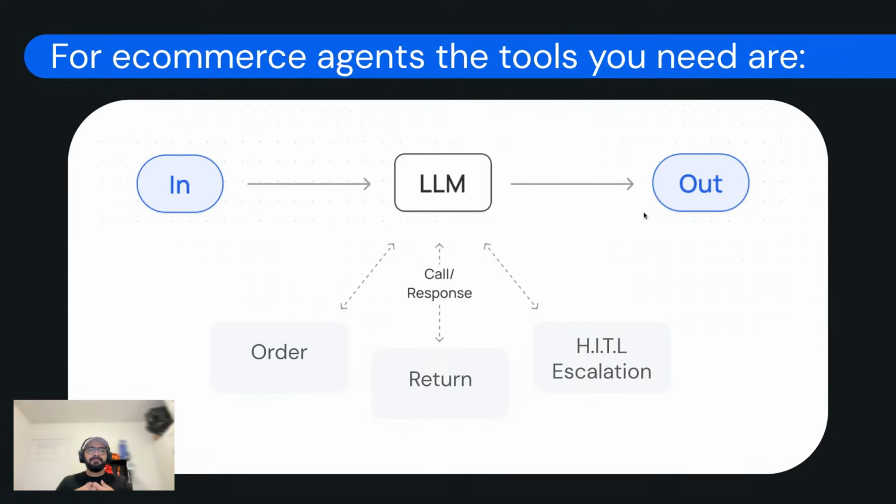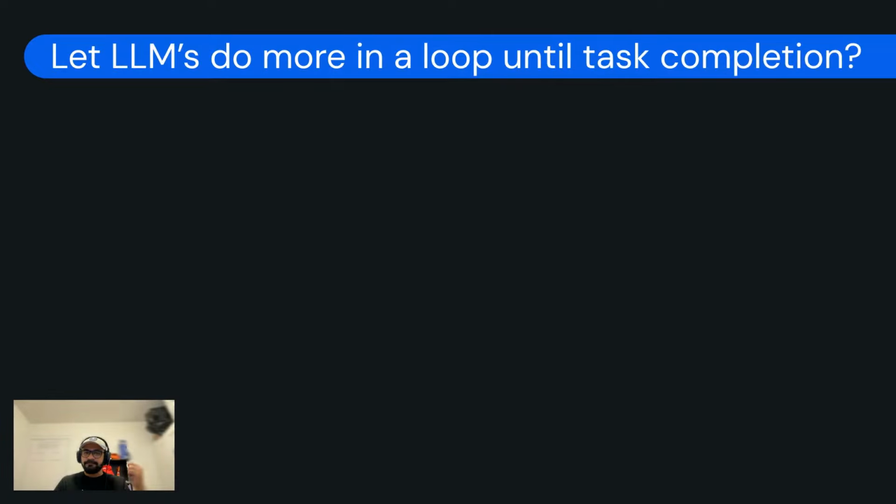So in the case of an e-commerce agent, it might have the ability to perform an order action for the customer that it's talking to. It might have the ability to perform a return action, and this could actually be a bunch of tools that are embedded within it, but for simplicity's sake, we'll say that it can perform a return action. Or if things get hard to do, it might also have a human in the loop escalation tool that it can call to connect the customer to an actual human. And so this is effectively what agents are. They're language models that have the ability to call these tools.